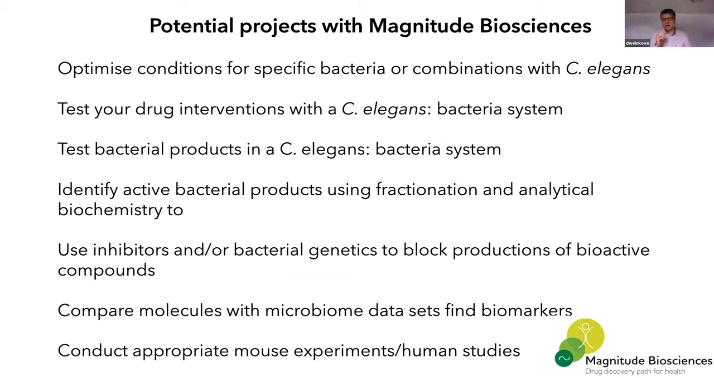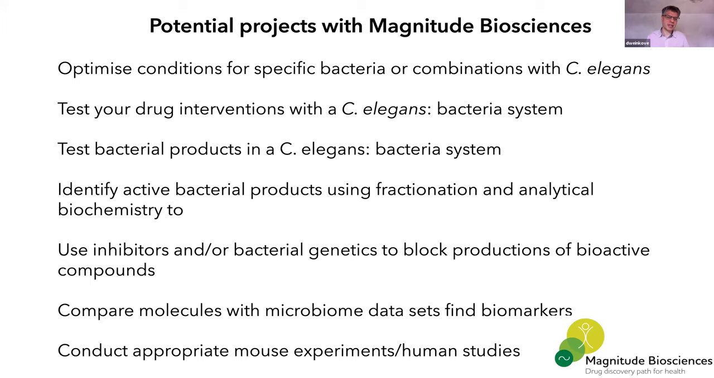So what potential projects could you do with Magnitude Biosciences? These are just some ideas that we have, but this is the kind of thing we would like to discuss with anyone who's interested. For example, if you've got a specific bacteria that you're interested in, we can't work with completely obligate anaerobes because C. elegans needs some oxygen to survive, but we can work with many other bacteria. People have shown that several different types of bacteria can be used with C. elegans, including with optimized conditions for specific bacteria or combinations of bacteria, which I can refer people to. Then we can see whether we can get a system working with your bacteria of choice.